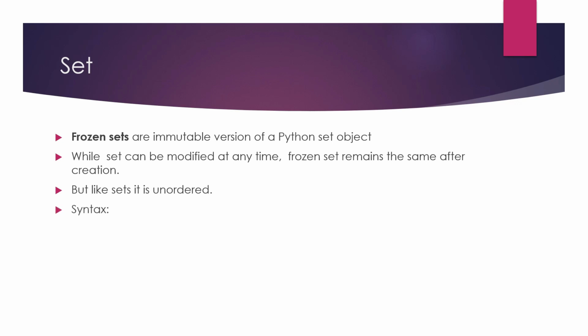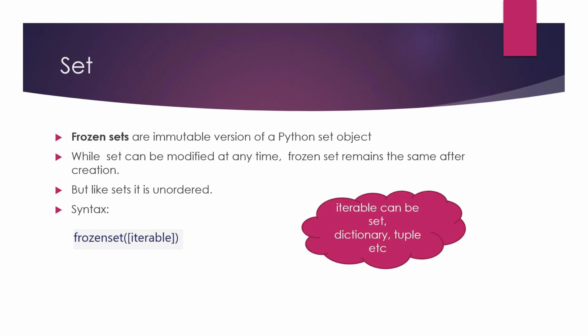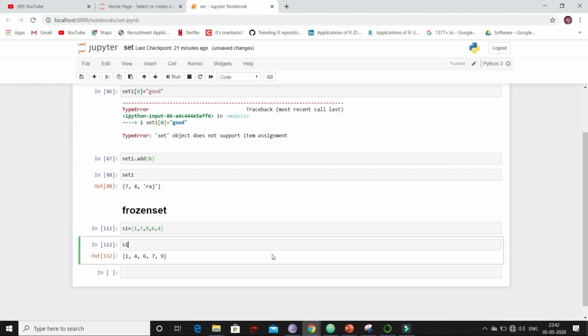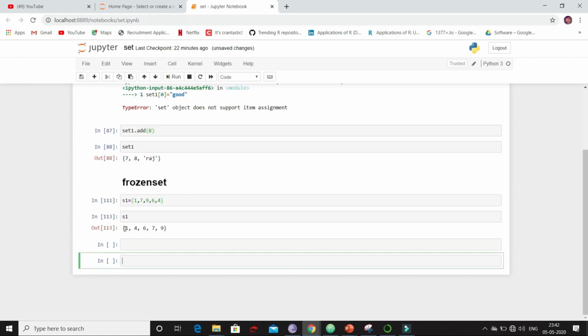And the syntax of frozen set is like this: frozenset, and the argument that it takes is an iterable, and the iterable can be a set, it can be a tuple, it can be a dictionary. We know that frozen set is immutable. Now first I have created a normal set, and you can see that in what order I have inserted, it is not printing in the same order.